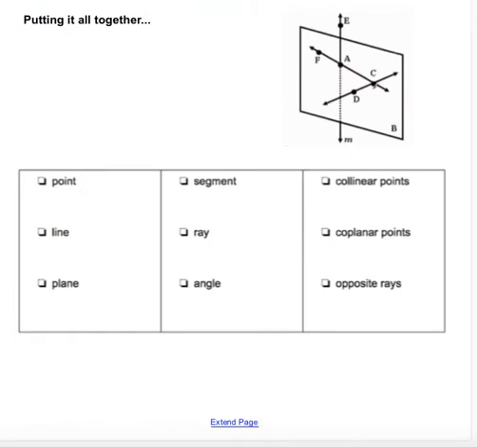Wrapping it all up, we are almost done. We're going to go through these, make sure that you understand them a little bit better. I know it's been fast. So we're going to name some points. Well, we got lots of points on here. Some of the points I notice are F, point A, C, D, and E. I think those are all the points we have.